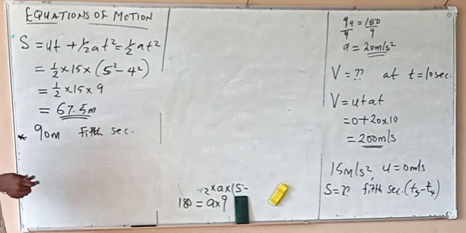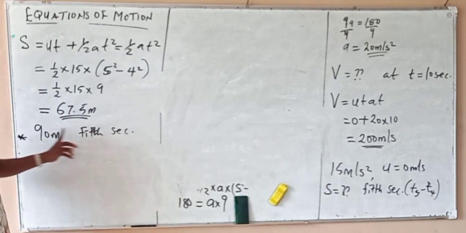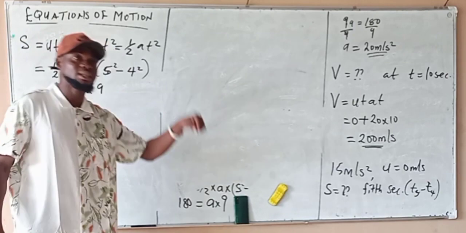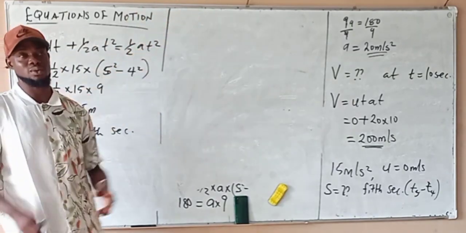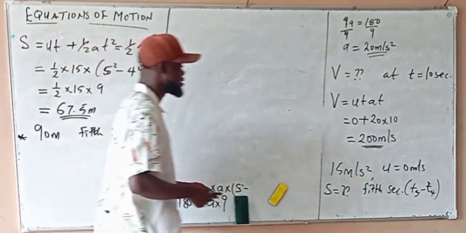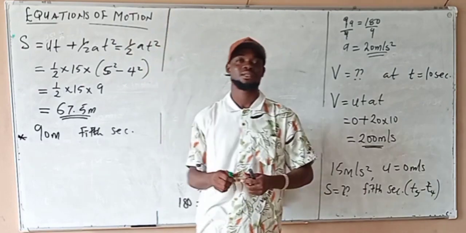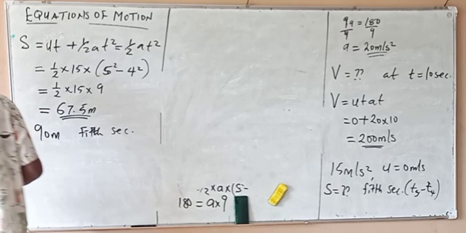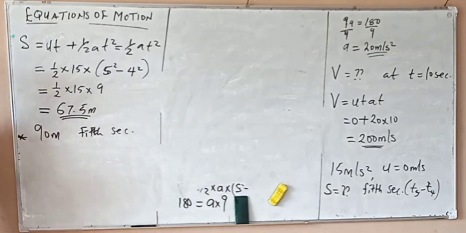I don't know if you understand the question. The distance moved in the 5th second is 90 meters. What will be the distance moved in the 7th second? So let's see how to solve this question now. This question is going to be very lovely, because it's distance you are looking at.